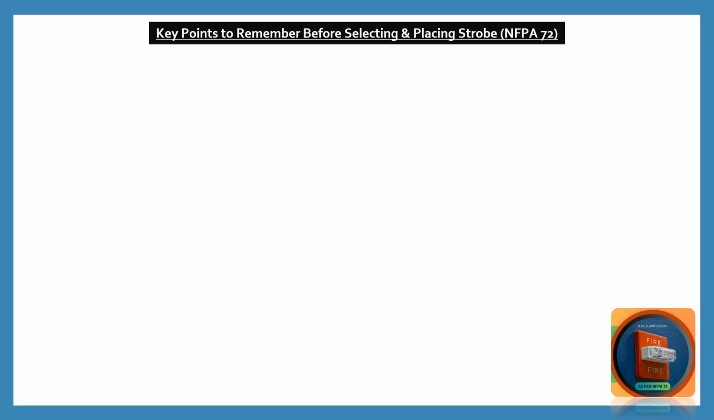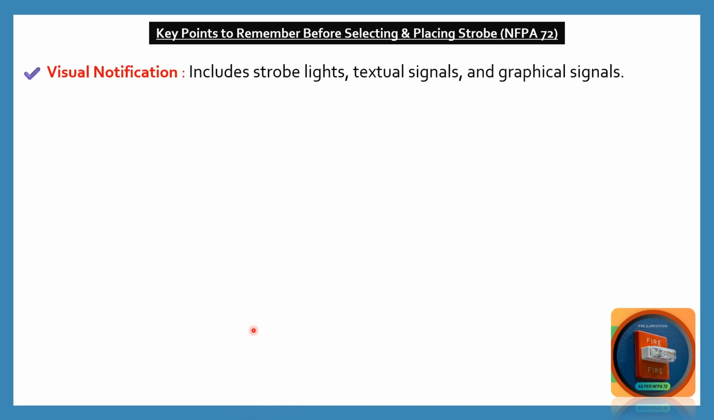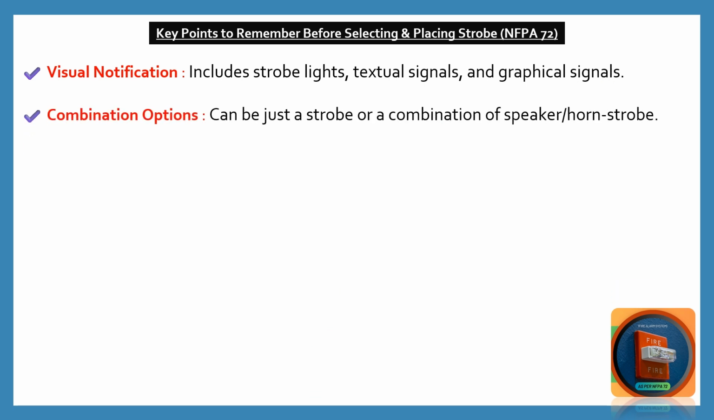So let us discuss the key points to be remembered before selecting and placing the strobes. Visual notifications shall include strobe lights or textual signals or graphic signals. Combination options are also available in the market, and it may be a horn strobe or speaker strobe. As mentioned, it can be just a strobe or a combination of speaker or horn strobe.